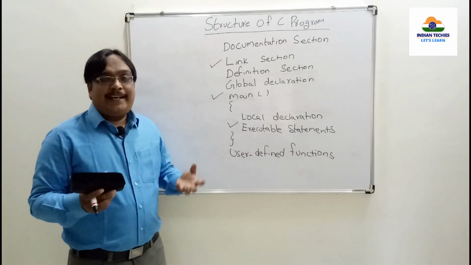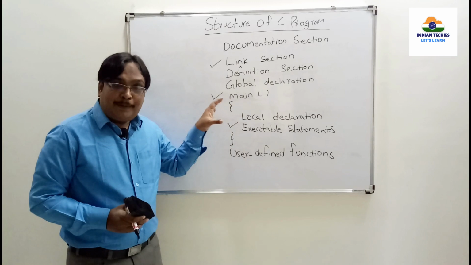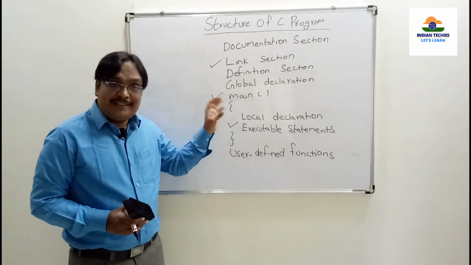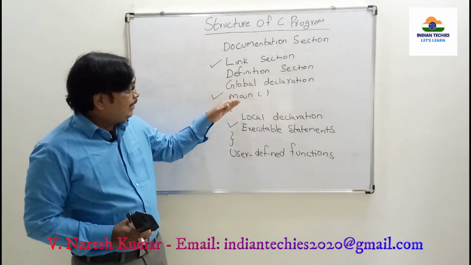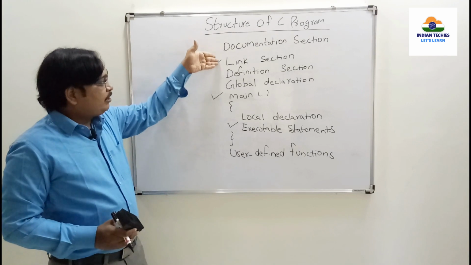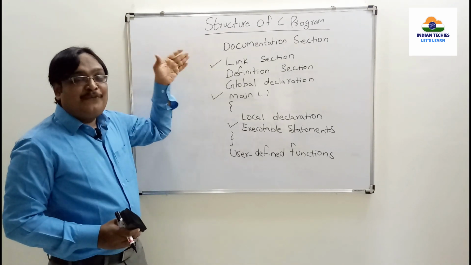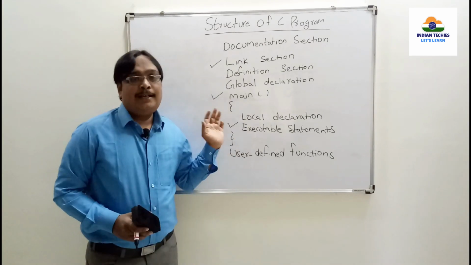Because consider the area of a circle, if you want to do the calculation inside the main, you need the pi value. So that pi value has been created before the main. So these four sections are the basic setup which helps execute your program inside the main.